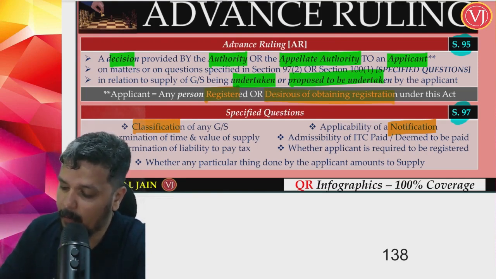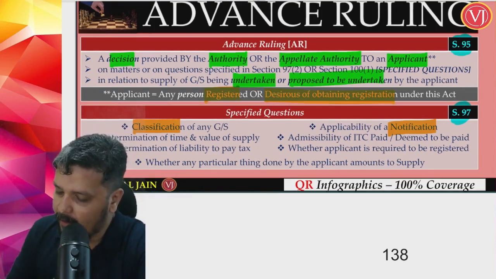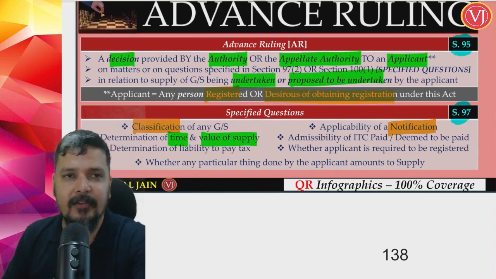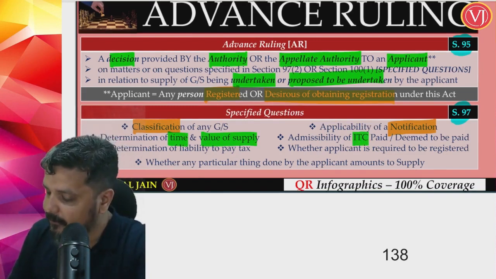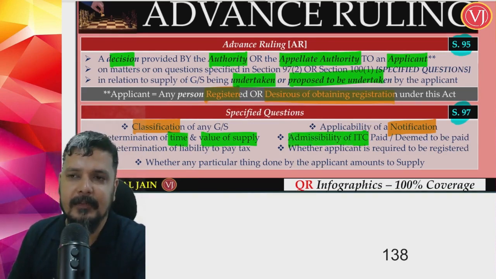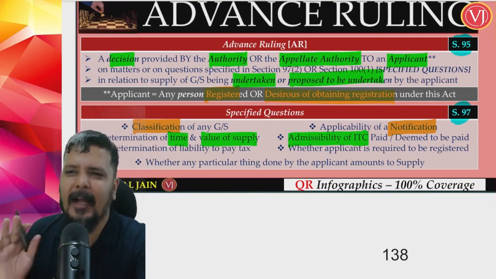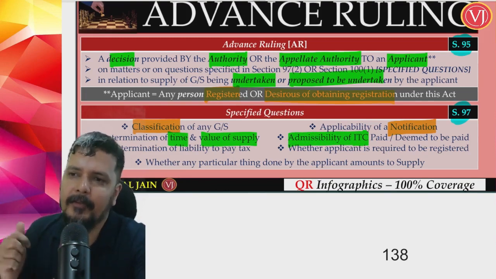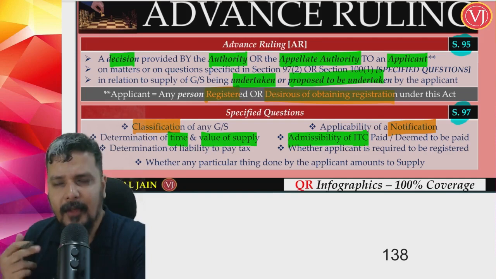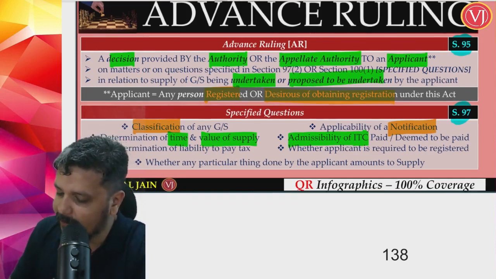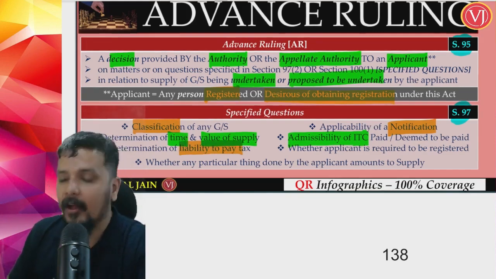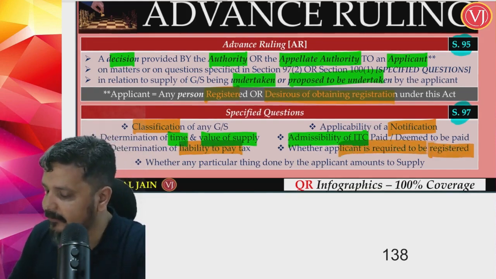Then you can have doubts with respect to your time of supply and value of supply. These are two separate questions: time of supply questions, value of supply questions. You can have doubts with respect to your ITC, admissibility of ITC, which is utilized or deemed to be utilized. The moment you have any issues with ITC, you can go and ask advance ruling whether it is eligible or not. You can have questions with respect to your liability to pay tax, your liability to get registered.